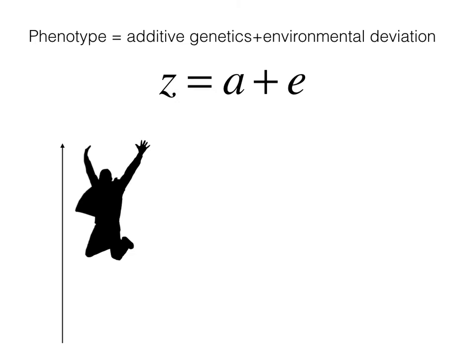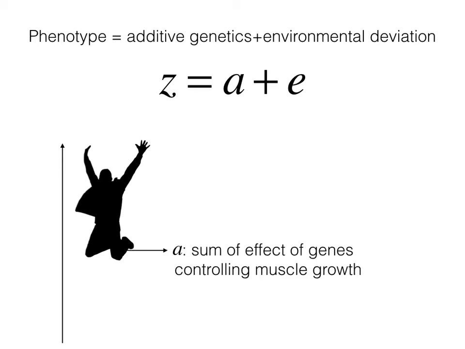So again, to just try and get some sort of grounding, if the phenotype I'm interested in is how high can I jump, then that phenotype will be the sum of the effect of the genes controlling, say, muscle growth in my legs, something like that, and some environmental perturbations. So, for example, is it windy and is it stopping me from jumping as high as I otherwise could do? So some sort of environmental mediation.